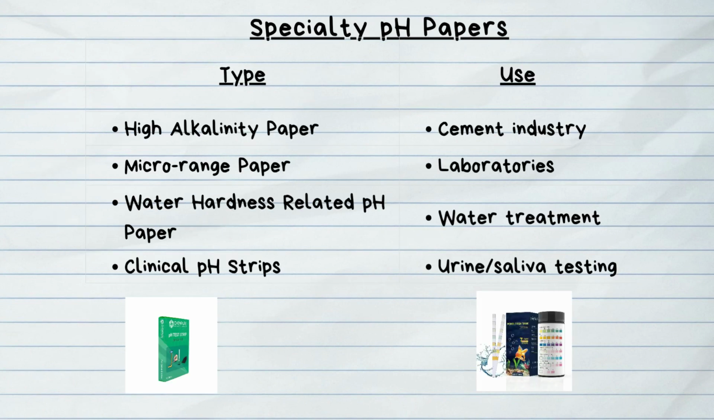Now let's move to something more advanced. Specialty pH papers. These are designed for special purposes. Different industries and laboratories use different specialty papers. For example, high alkalinity paper is used in the cement industry. Micro-range pH paper is used in laboratories for very precise testing. Some pH papers are used in water treatment plants. And clinical pH strips are even used for urine or saliva testing in healthcare. Amazing, right? A simple paper strip can even help in medical testing.